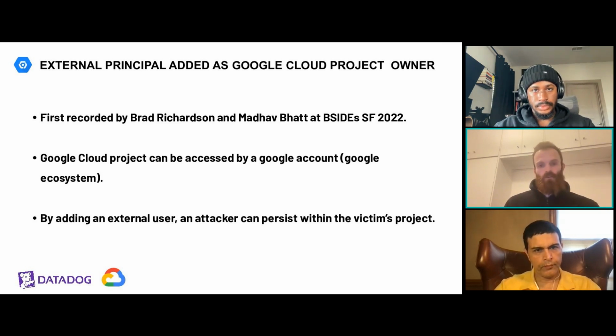One of the features of Google Cloud IAM is that a project can be accessed by a Google account. A Google account represents a developer, an administrator, or any person that interacts with Google Cloud. So any email associated with a Google account can be an identity, including a gmail.com domain or other domains. Now, an attacker can exploit this feature to add an account that they control to a victim's Google Cloud project as an owner.